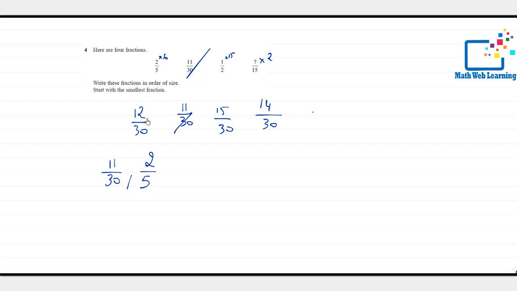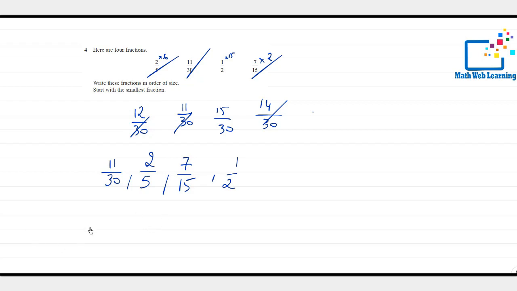You see what I'm doing? I'm writing the original fraction before it was converted to out of 30. Cross it from here, cross it from there. And you've got 14 before 15, and that corresponds to this one. So it is 7 out of 15. And then we've got the last one, which is a half. And that's the answer to question 4.